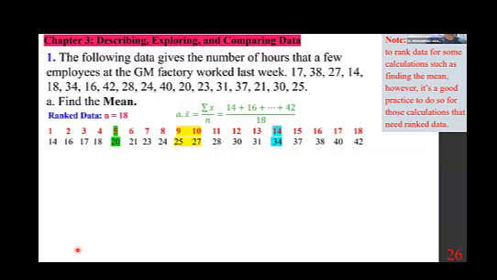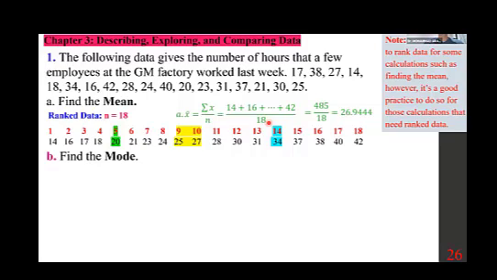Why am I using X bar? Because I know I'm dealing with a sample, just a few employees. That means it's a sample. X bar is summation of X over N, which simply put means add them up, divide by size. And that gives us the answer. As far as the number of decimals, you want to pay attention to what they ask you to do, just to be on the safe side.